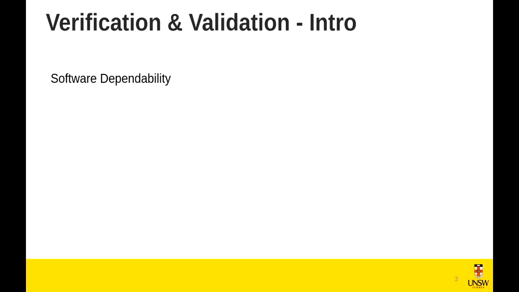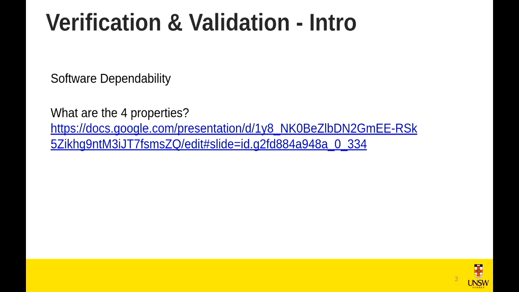So first, let me do a quick introduction of software verification and validation. Remember, in our last lecture, we discussed that we would like to build dependable software. Can you still remember what the four desired properties for software dependability are? If you can't, you can find it here through this link. Actually, they are correctness, reliability, safety, and robustness.